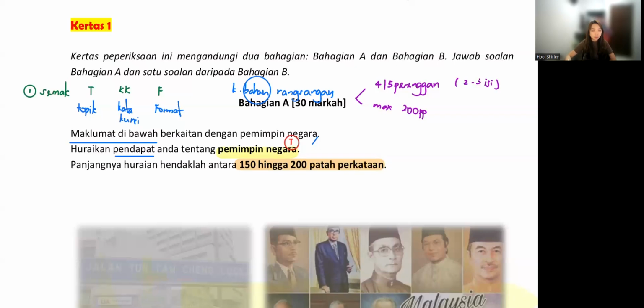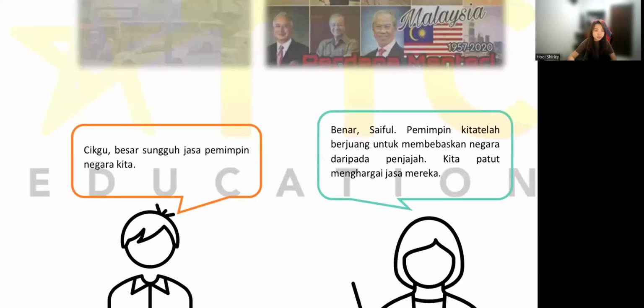How about the kata kunci? Whenever the question never mentions specifically what they want you to write for the kata kunci, what you do is to consider the FCUK. Is that they want us to write the faktor, cara, usaha, or the kesan? From here, we do know there is still bahan. Okay, cikgu besar sungguh jasa pemimpin negara kita. Jasa means a contribution, sumbangan.